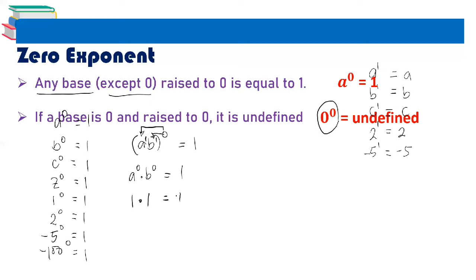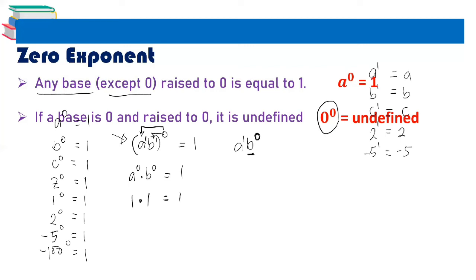Let's see the difference of having a parenthesis and without a parenthesis. So for example, A times B to the 0 power. Yung ating first example, ang 0 exponent niya, ang base niya is nasa loob ng parenthesis. Dito naman, ang base ng ating 0 exponent is the B only. Therefore, yung 0 exponent niya, nagre-represent lang siya sa base na B. Therefore, our A has an exponent of 1. Okay? Ito po yung difference niya kapag walang parenthesis.